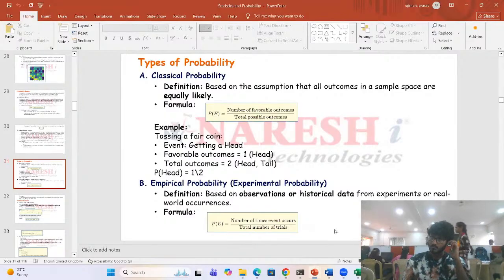So what is the formula to calculate the empirical probability of an event? It is the number of times an event occurs divided by the total number of trials. How many times you have experimented? Out of that, how many times you got the outcome that you are expecting? Okay, I'll give you one example.